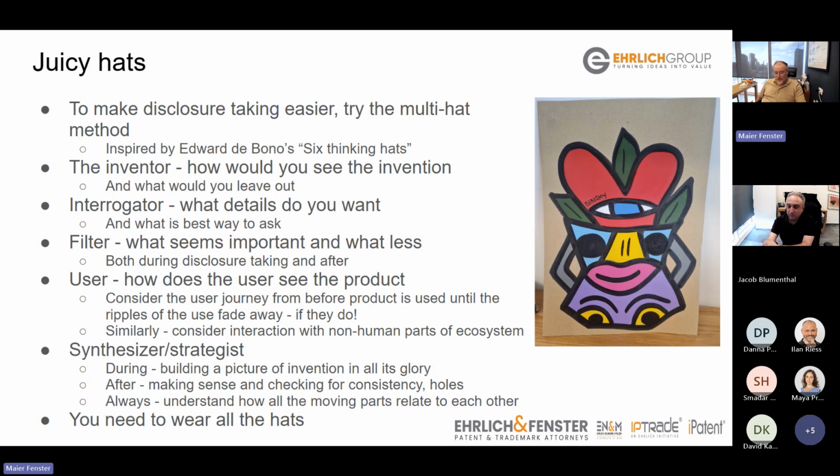User, okay, it's not the inventor, it's not the patent attorney, but somebody who's using the product. What interests them? And you need to have also a strategist who puts the details together in order to build some sort of cognitive structure of what the invention is and helps find coherency problems, missing assumptions, and so on. And I'm suggesting that you should play act these parts when you're talking to an inventor and trying to get a disclosure.